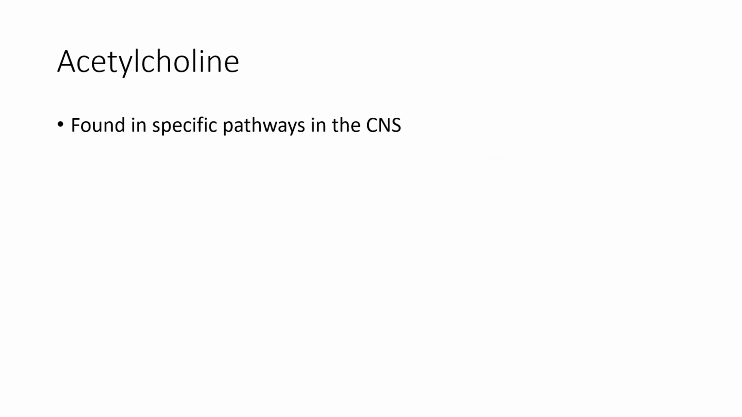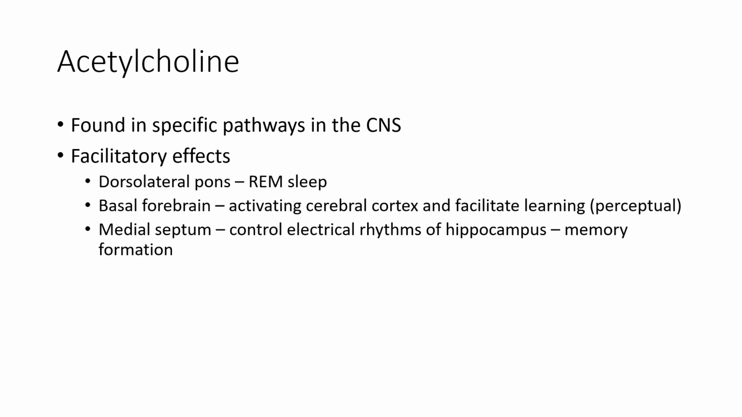Now we move on to another neurotransmitter called acetylcholine. Acetylcholine is found in very specific pathways in the CNS. Acetylcholine typically has what we call more facilitatory effects, so they tend to facilitate behaviors that we engage in. For REM sleep, for example, we find an acetylcholine pathway in the dorsolateral pons in the brain. We think that this is helping to facilitate REM sleep.